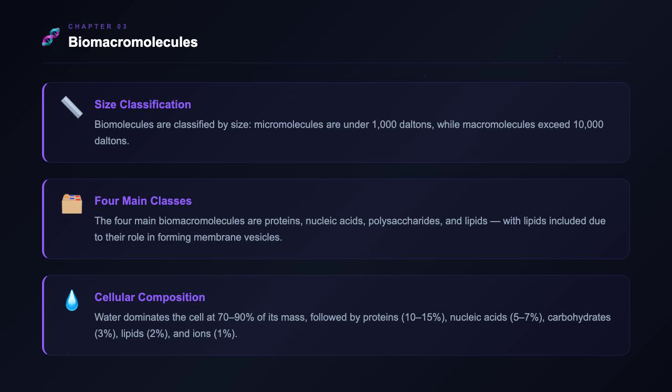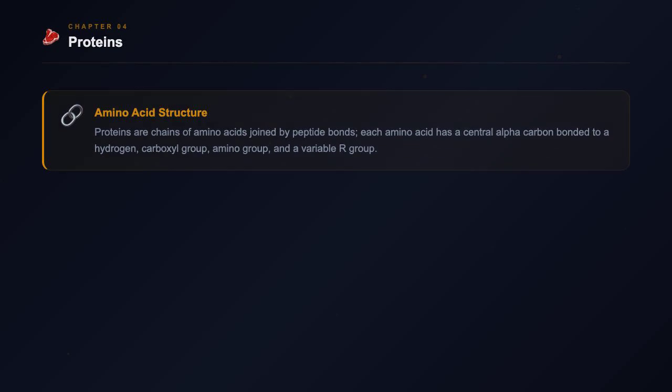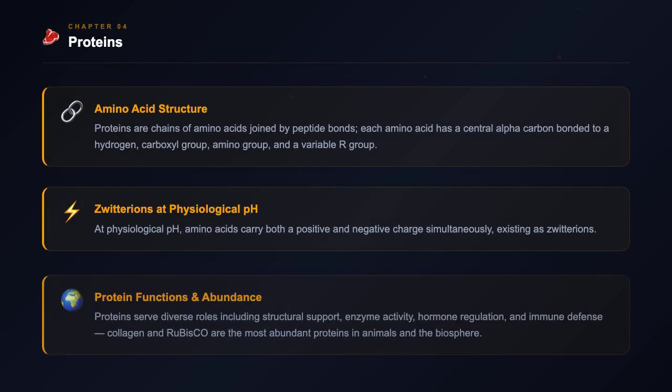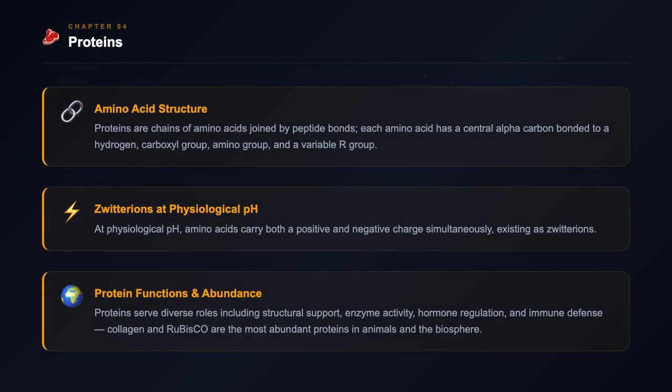In a cell, water makes up 70 to 90% of the mass. Proteins account for 10 to 15%, nucleic acids for 5 to 7%, carbohydrates for 3%, lipids for 2%, and ions for 1%. Proteins are linear chains of amino acids connected by peptide bonds.